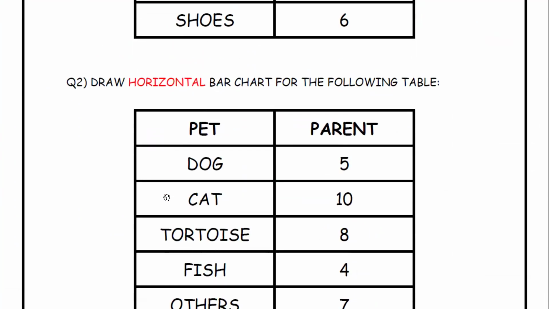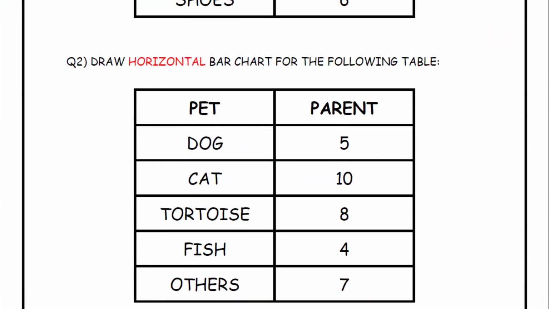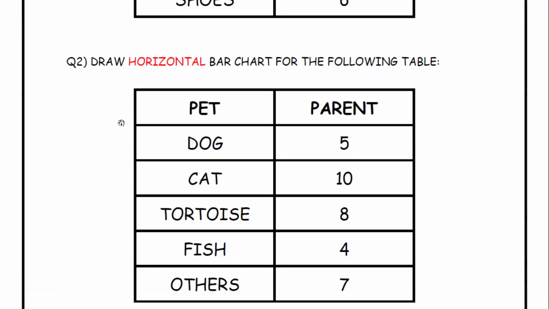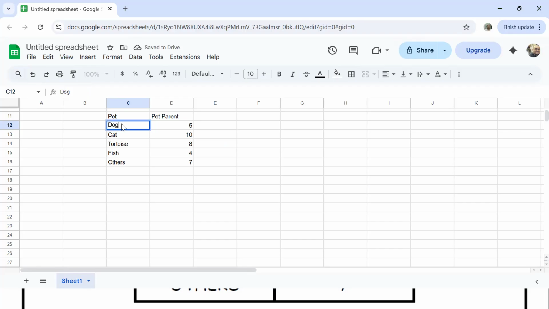Draw a horizontal bar chart for the following table. Yeah. So I've got the pet and it should be pet parent and not just parent. So I'll correct that both in my workbook as well with the new version.